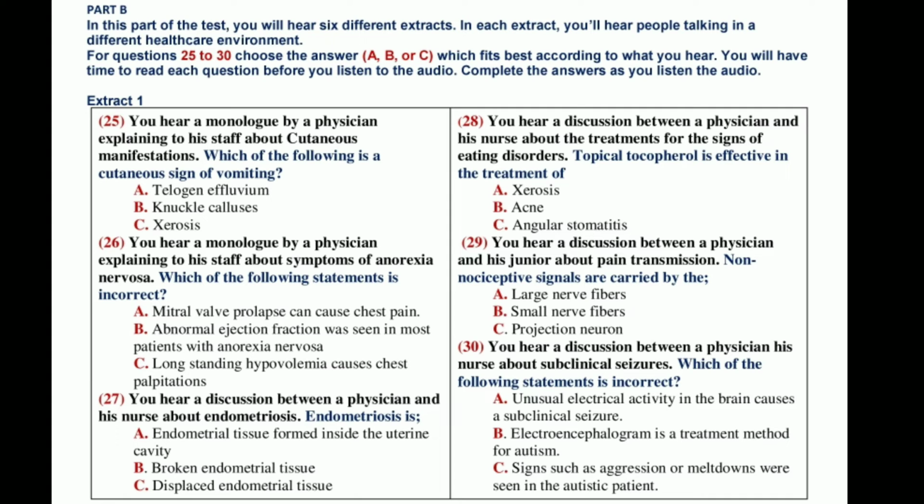Question 30. You hear a discussion between a physician and his nurse about subclinical seizures. Now read the question.